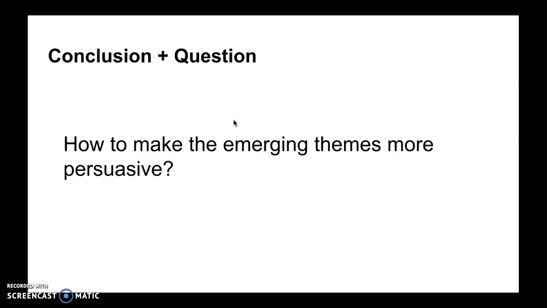But the question is how to make the emerging themes more persuasive to the readers, to other scholars, because sometimes I'm not sure whether if just one participant says very important things about a certain phenomena, I should regard it as a theme, even though it's very interesting. That's something that I need you to help me with.